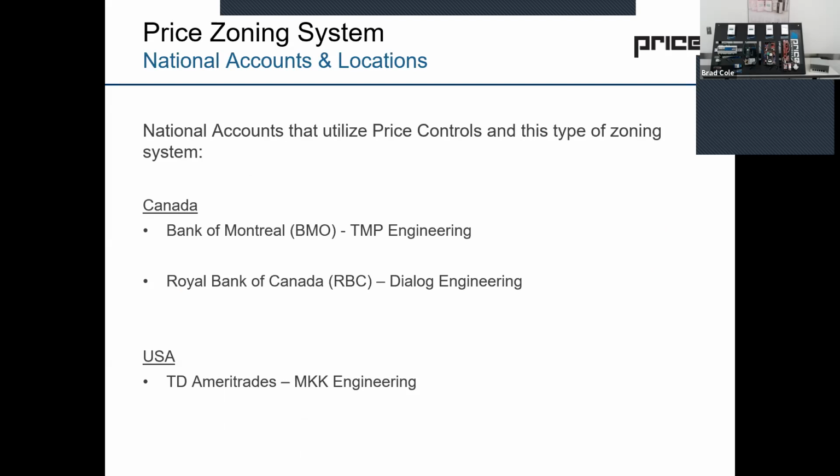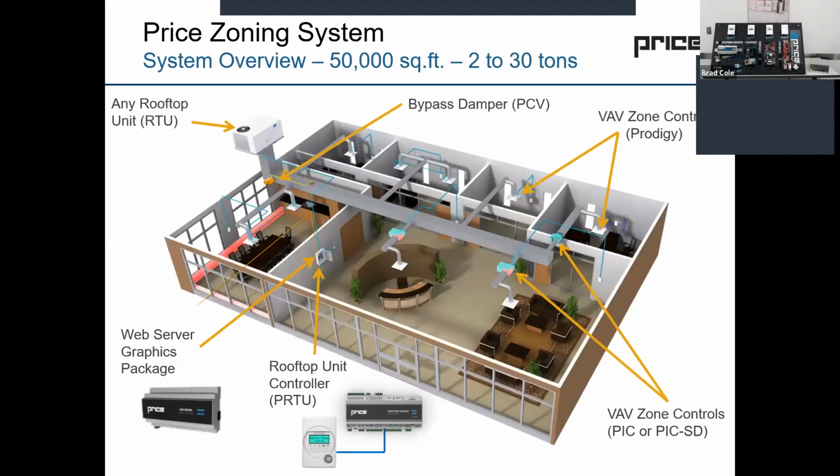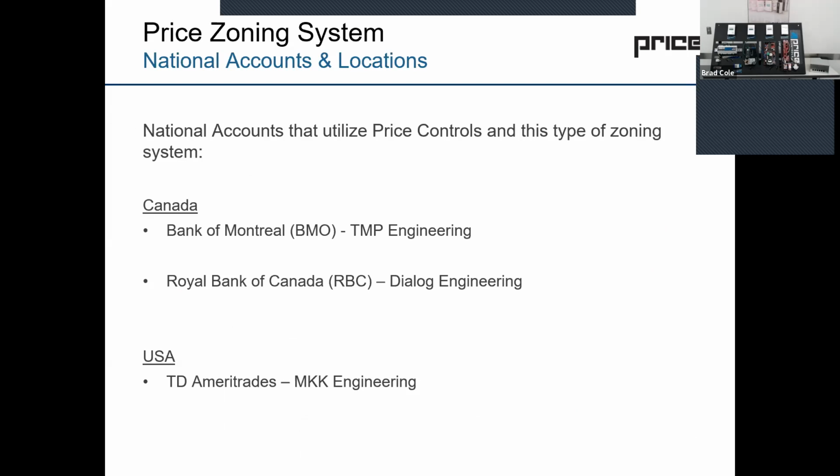Down in the US, we had a contract with TD Ameritrade through one of our reps in Denver. That was a nice contract we had for about 5 years with MKK Engineering. And we've done about 35 TD Ameritrades over the 5-year span, all the way from, say, Jacksonville to San Jose. So we've done a bunch of TD Ameritrades where they use this full iteration of these controls: rooftop controller, bypass, zoning, and the web server. So we would come out and commission it, set up the graphics, make sure it all worked, and then hand it over to MKK to do their commissioning.